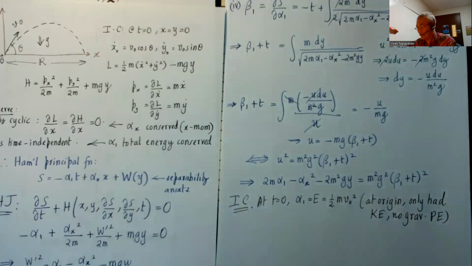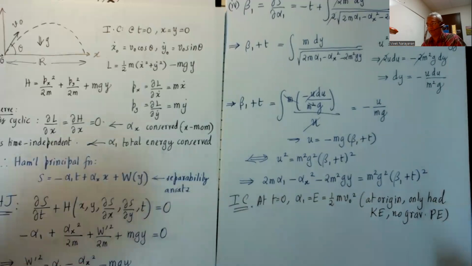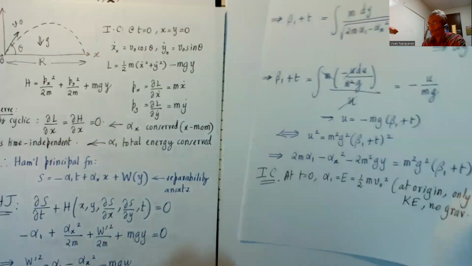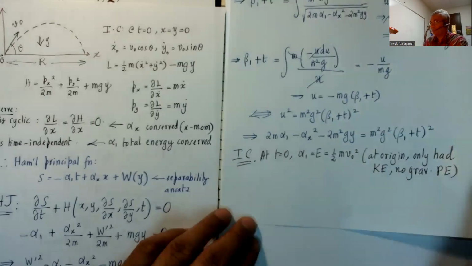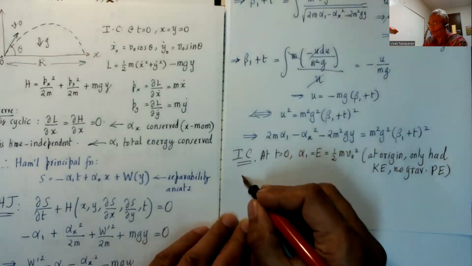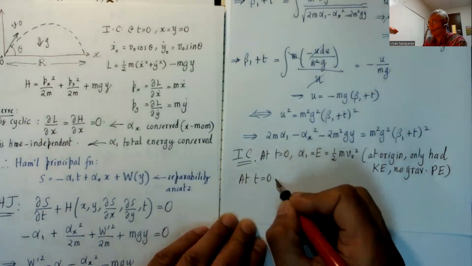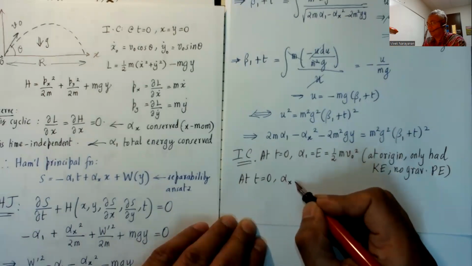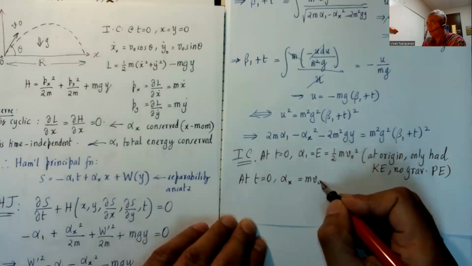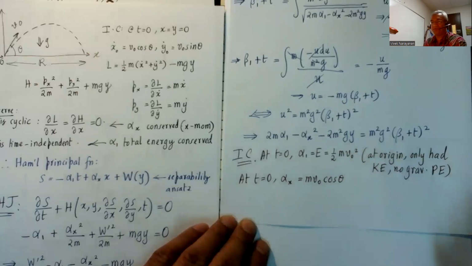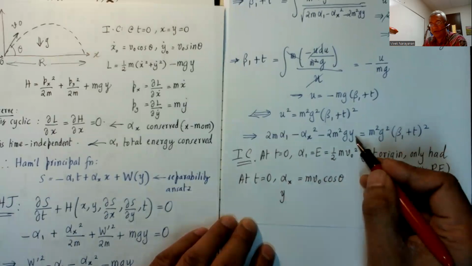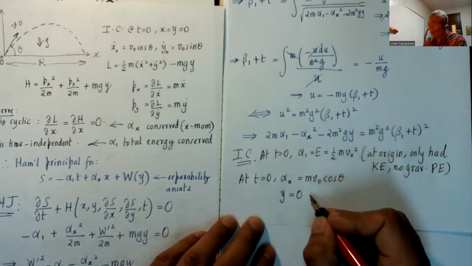The alpha x, as you all know, does not change. The x momentum never changes, so whatever it was at time 0 is what it will be forever. Let us find out what it was at time 0. At time 0, the x velocity, alpha x, was m v naught cosine theta, and that remains the same for all time. Also, y here was equal to 0.